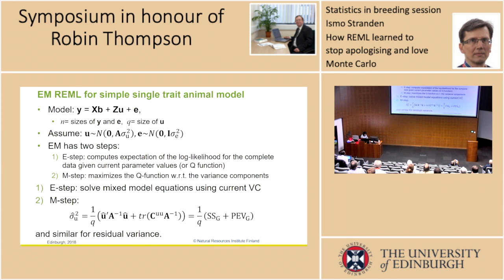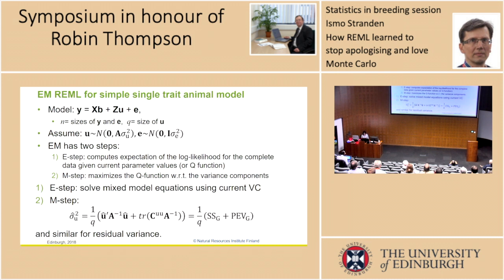So the E step, as already mentioned, is mainly solving the mixed model equations with the current variance components. And then we have the M step where we solve the next step variances, and I have only given it here for the genetic variance. There is a similar formula for the residual variance as well.